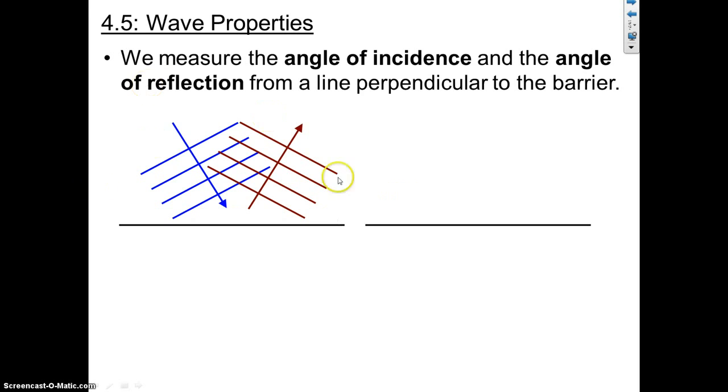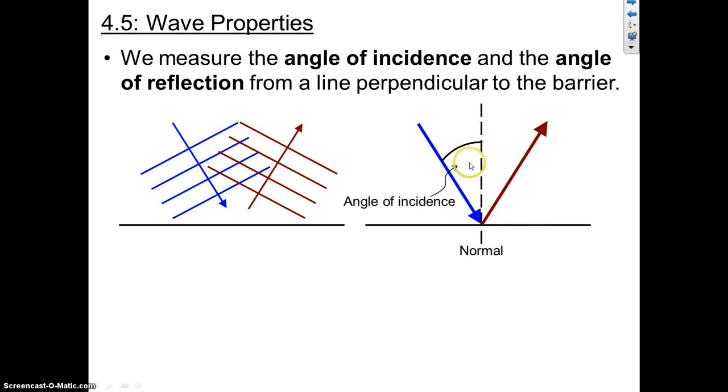Now when we draw these pictures, we don't draw all of these lines because that's a lot. Instead, we simply draw the incident ray and the reflected ray. So here I'm going to show you now the normal. It's a line perpendicular to the surface. And we use that normal to measure the angle of incidence. So this is what this bullet says.